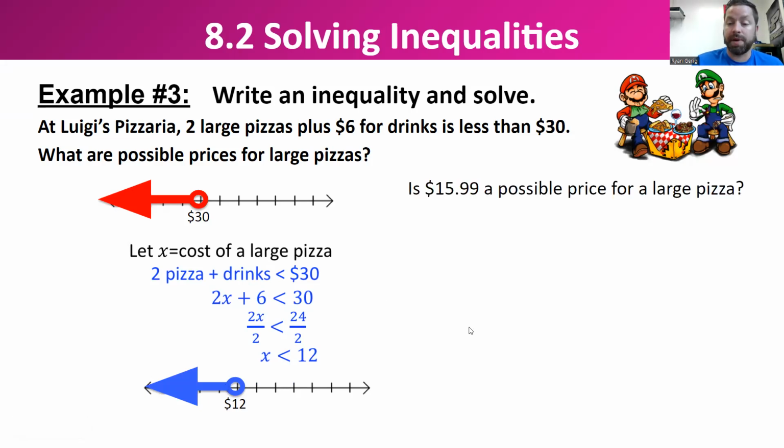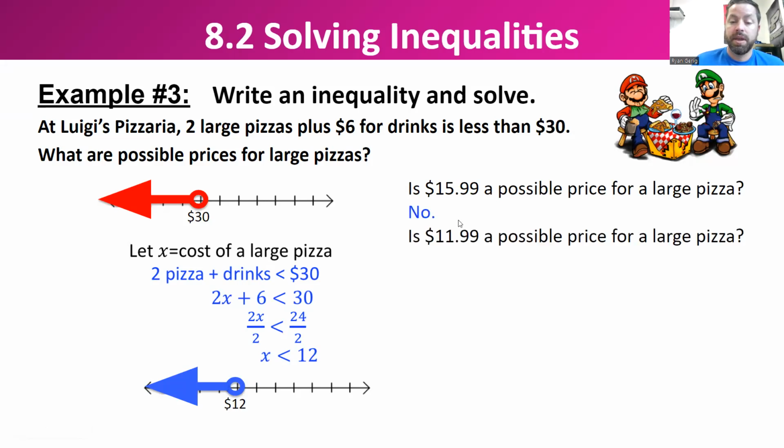So is $15.99 a possible price? No, it's over here. That's bigger than $12. If it was the cost of a large pizza, we would be spending more than $30. Is $11.99 a possible price? It's not 12, it's just under 12. So yes, it is. Okay, so hopefully that helped. And that concludes week 8, lesson 2.